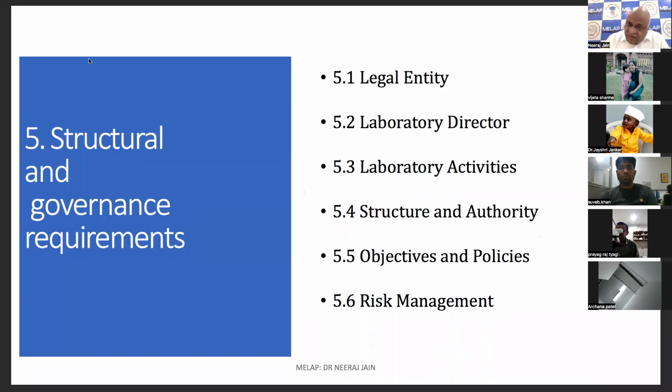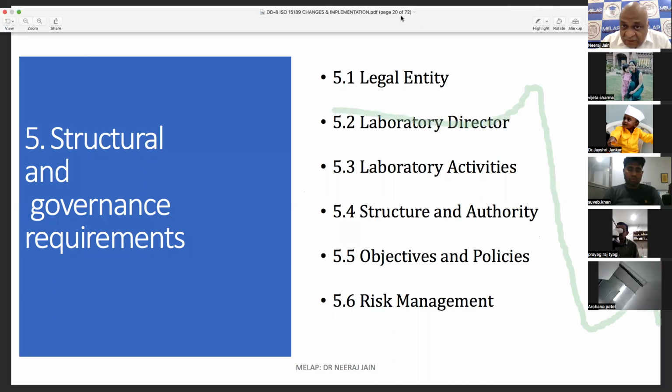In structure and authority, they are mentioning organogram, job description, and in 5.4.2, quality management, they are saying there may be one person or more than one person for this quality management. Previously, there was a requirement of a quality manager. Other persons were working or reporting to this quality manager.